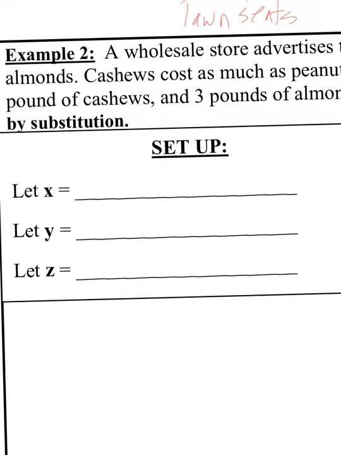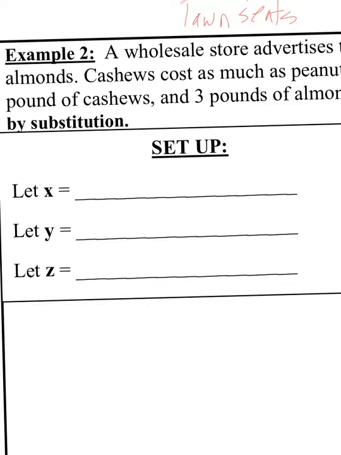Let's do example 2 now, okay? A wholesale store advertises that for $20, you can buy 1 pound each of peanuts, cashews, and almonds. Cashews cost as much as peanuts and almonds combined. You purchase 2 pounds of peanuts, 1 pound of cashews, and 3 pounds of almonds for $36. What's the price a pound for each nut?